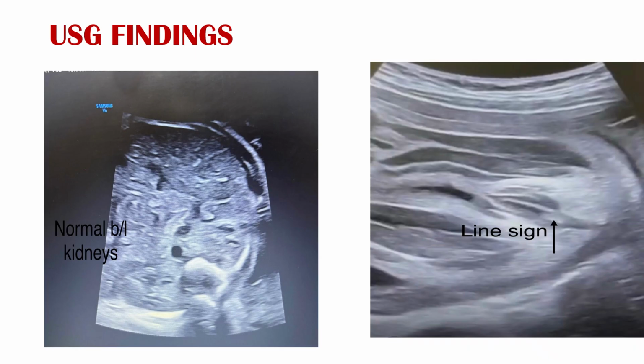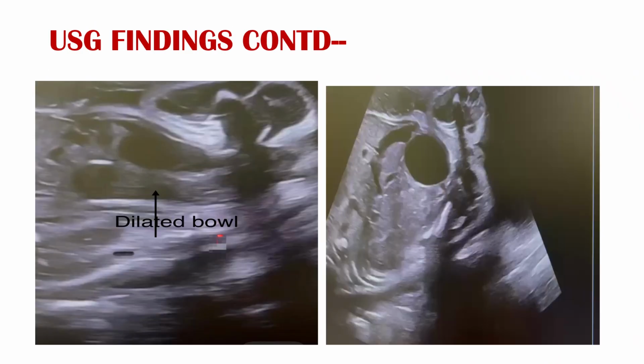Her USG findings were normal bilateral kidneys and a line sign, a small line depicted, which shows absence of target sign and anal atresia. There was also dilated bowel in the ultrasound findings.